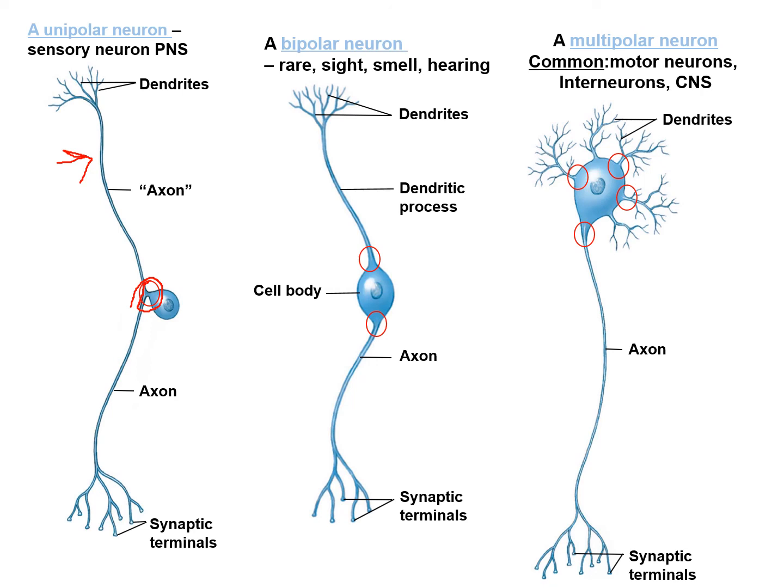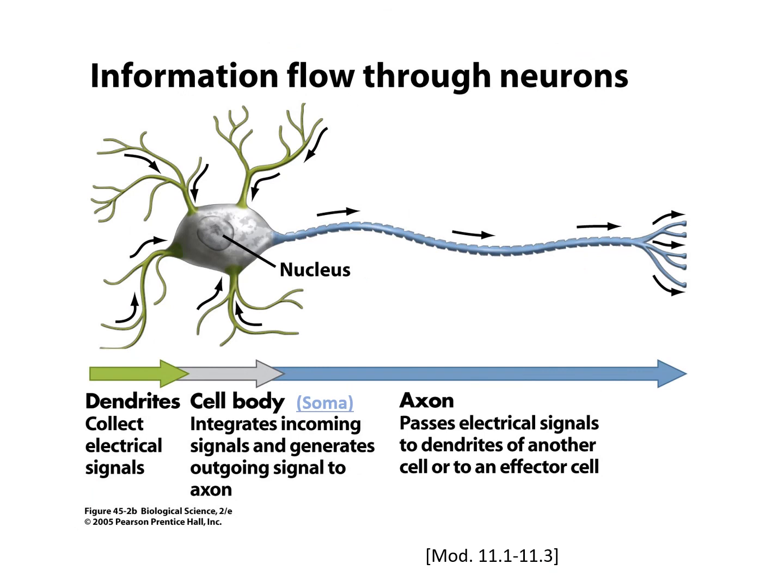So unipolar, bipolar, and multipolar neurons are the three options within our nervous system. These are considered to be structural classifications. For all neurons, regardless of whether it is uni, bi, or multipolar, all send information in one single direction. So here receiving information and here sending information. There is no bidirectional flow of information.